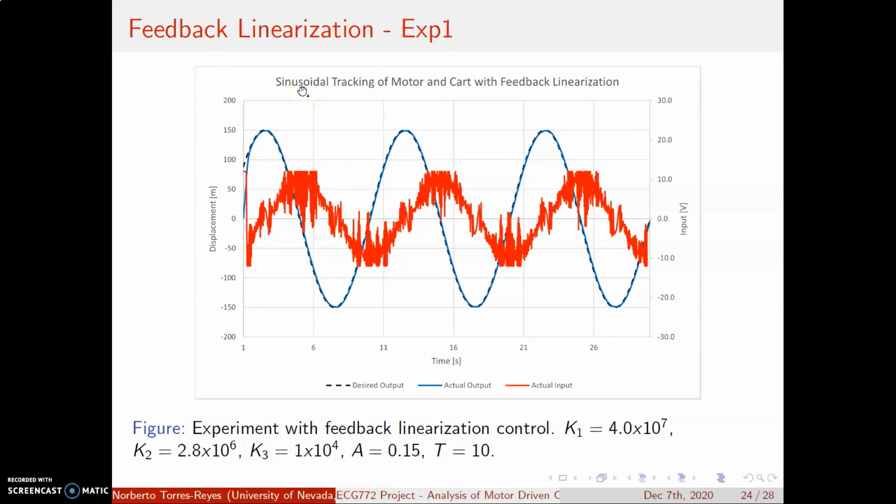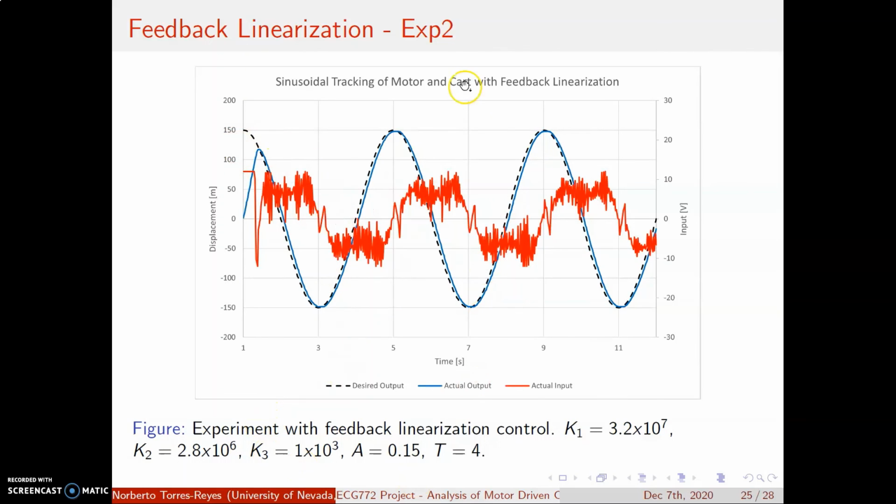Next, we apply feedback linearization to the experiment. This is experiment 1 with the following gains shown below. The period is 10 seconds, and what I noticed from the experiment is that the larger the period, the poorer the tracking, especially during the peaks. You get a lot of flat tops. And with the feedback linearization, even though the period was 10 seconds, the overall tracking was very good. As you can see, the voltage input is quite erratic, it's very noisy, and it doesn't really catch what the model predicted.